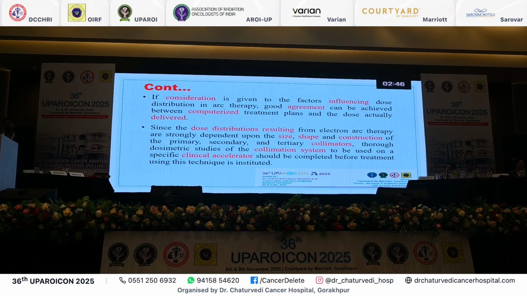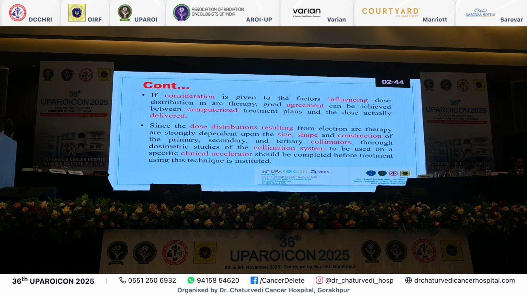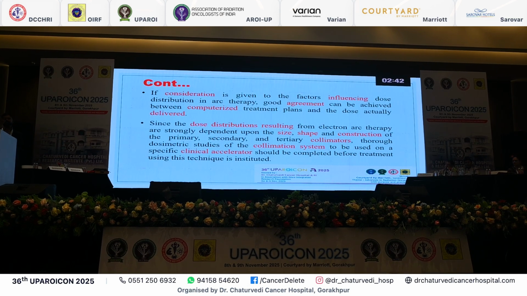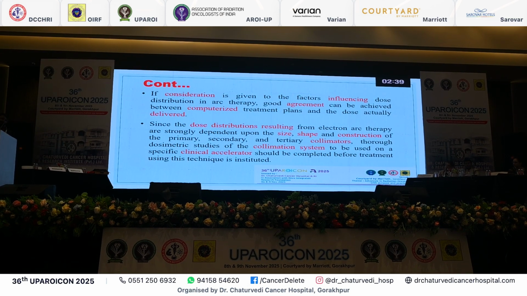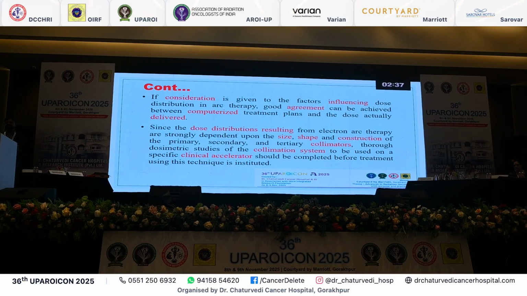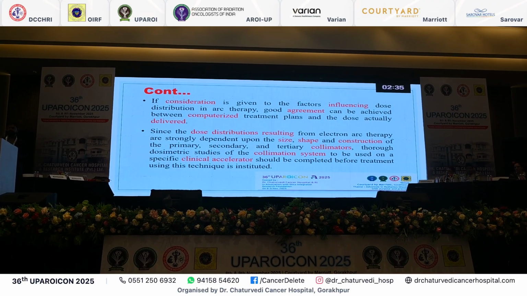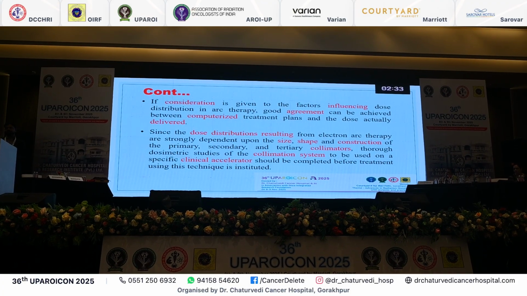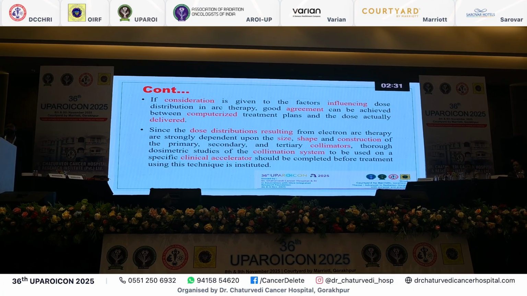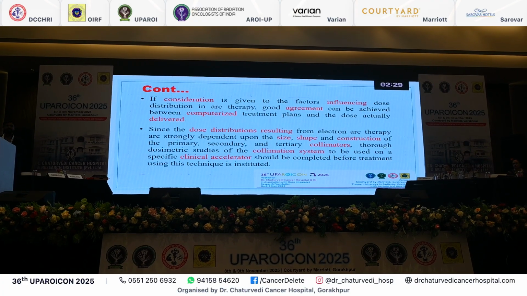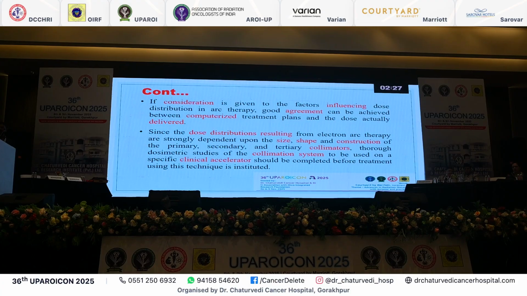Since the dose distribution resulting from electron arc therapy strongly depends upon the size, shape, and construction of the primary, secondary, and tertiary collimation, thorough dosimetry studies of the collimation system to be used on a specific clinical accelerator should be completed before treatment using the technique.